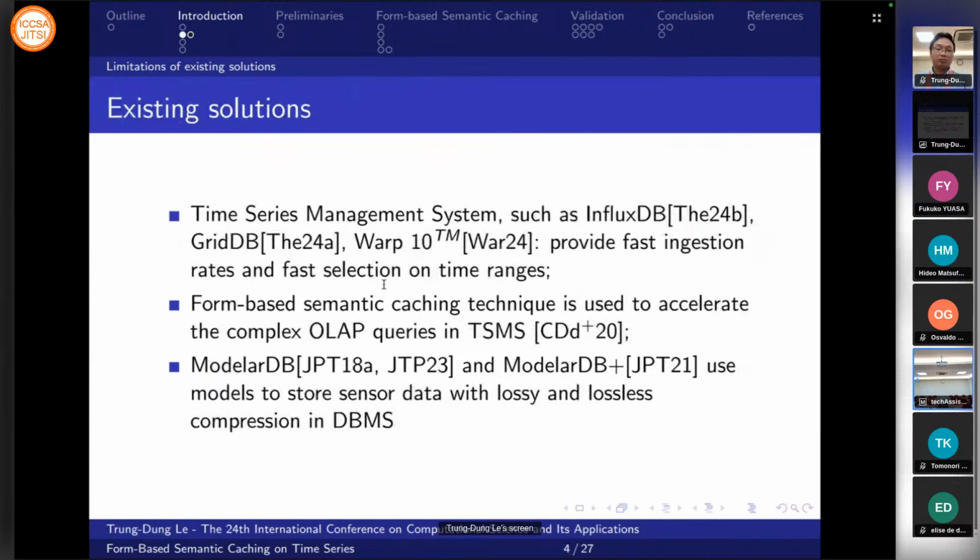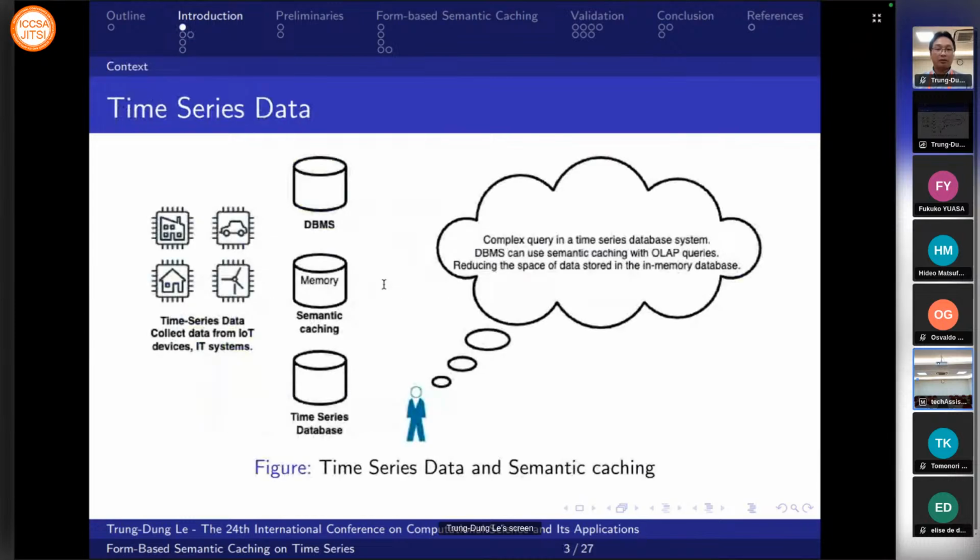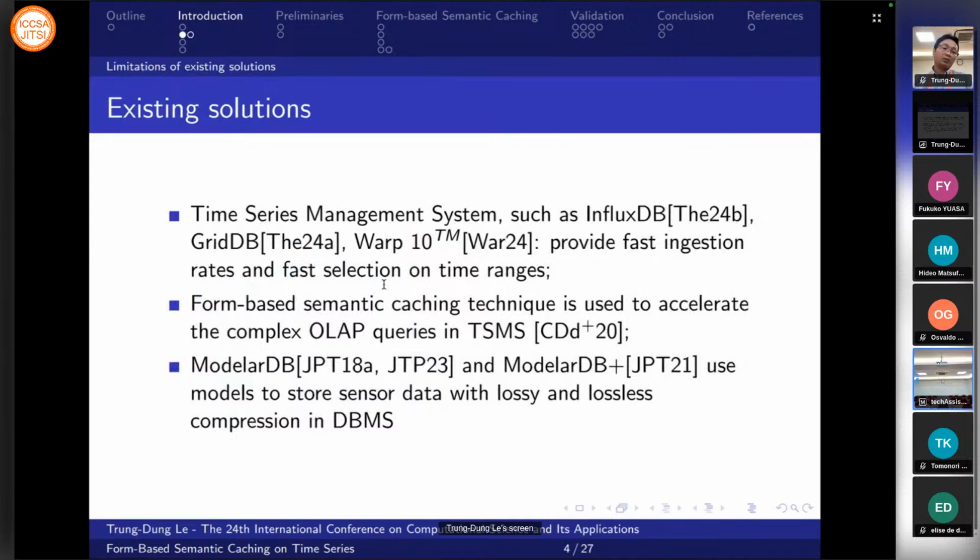The original databases have semantic caching. They support complex queries very well. And we would like to use form-based queries because time series systems cannot support all kinds of complex OLAP queries. So the form-based query will provide many kinds of complex queries.